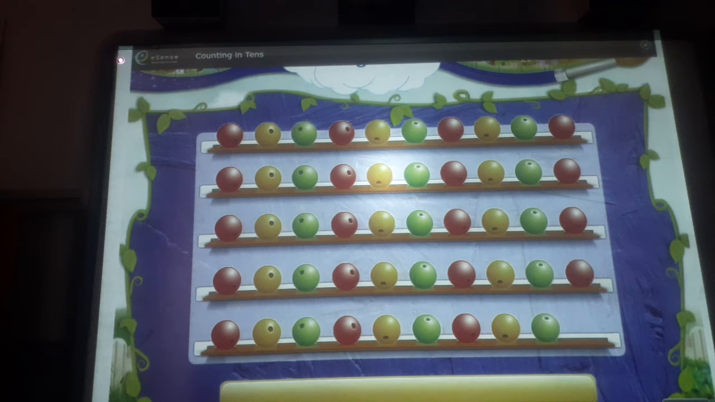And finally, with 1, 2, 3, 4, 5, 6, 7, 8, 9 beads, it's 4 tens and 9 units. 49. F-O-R-T-Y, N-I-N-E. 49.